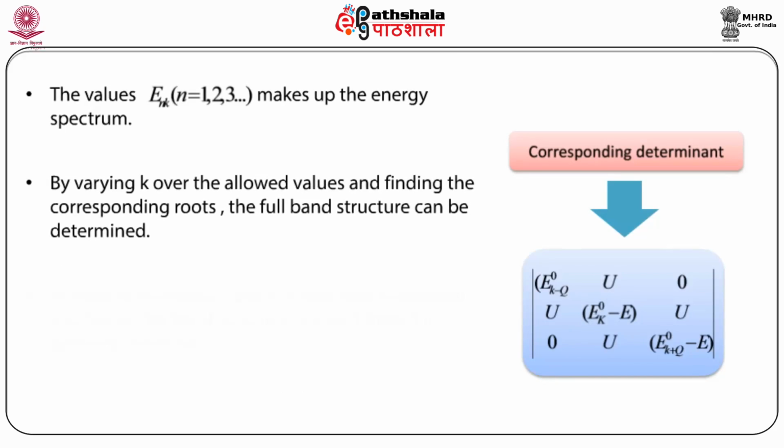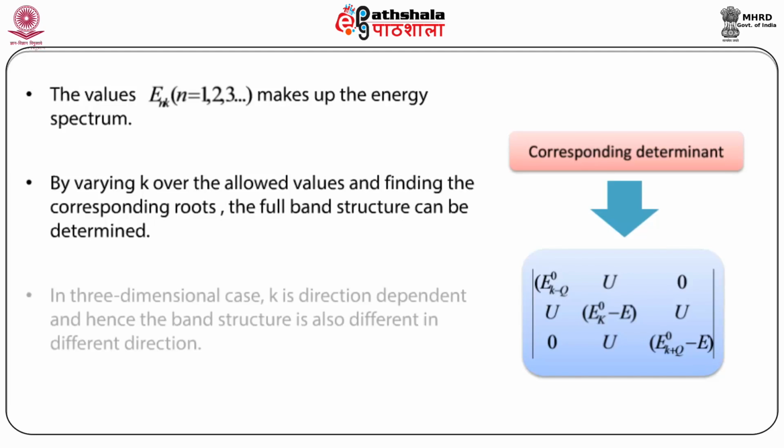By varying k over the allowed values and finding the corresponding roots, the full band structure can be determined. In the three-dimensional case, k is direction dependent, and hence the band structure is also different in different directions.